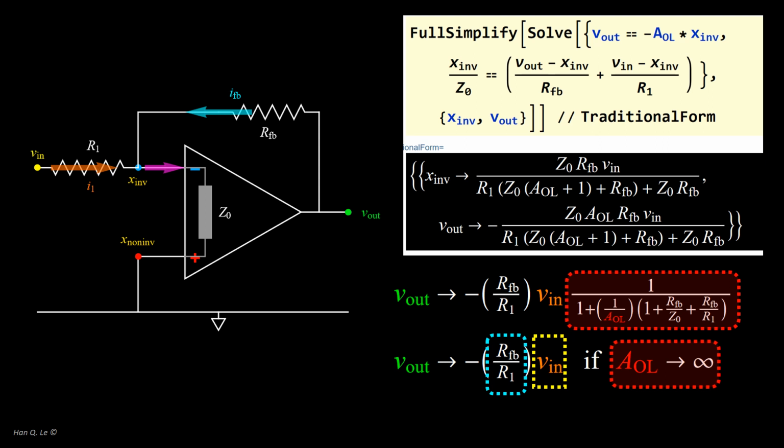It means that as long as the open loop gain is very large, it doesn't have to have any particular value, and the op-amp manufacturing variation hardly matters.